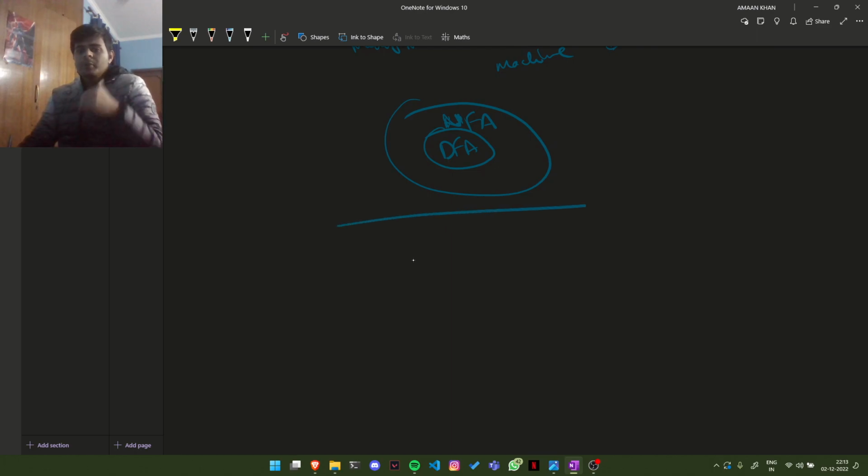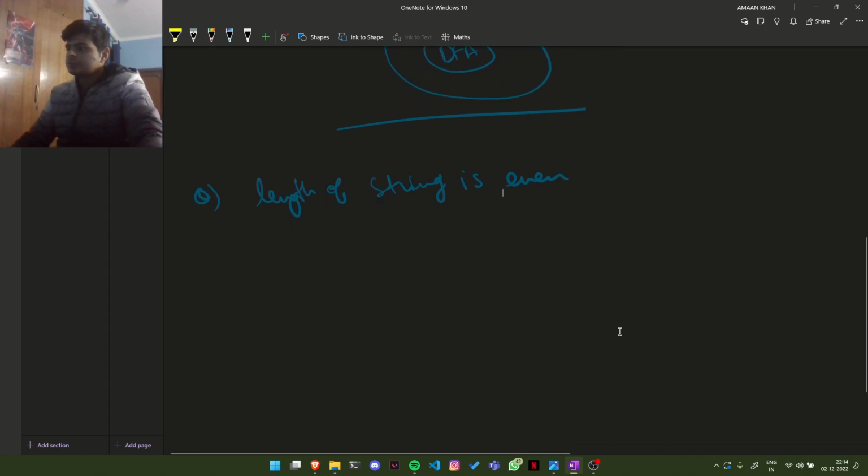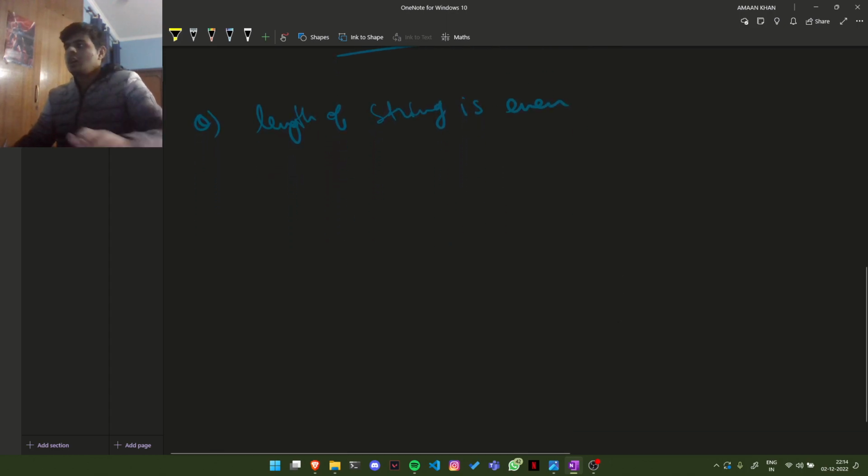Now we'll talk about minimization of DFA. For example, let's take a DFA where the length of the string is even. So this is the given question. Length of string is even.